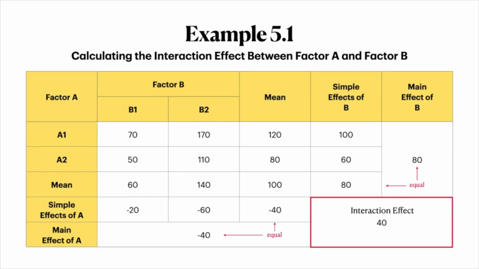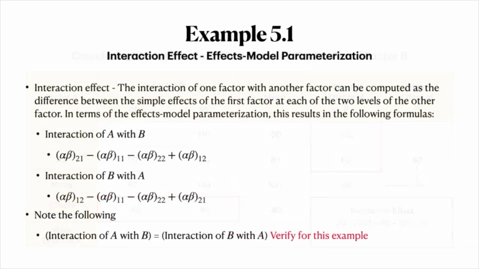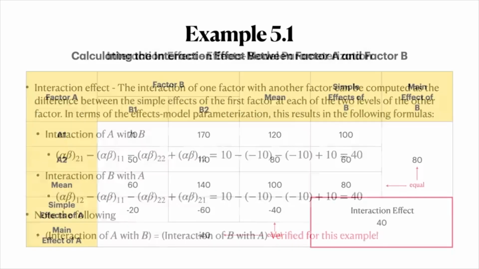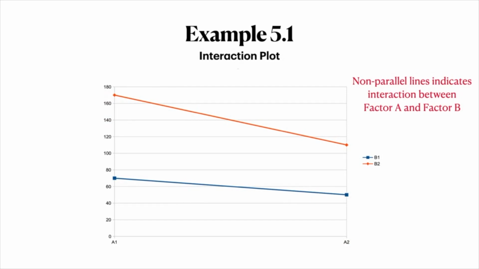So we can calculate interaction using the formulas that we've looked at. All right, let me go back here. Using any of the formulas on this page, as well as the formulas using the effects model parameters. And if we plot the treatment level means in an interaction plot, we can also look at that plot and determine whether or not two factors interact.